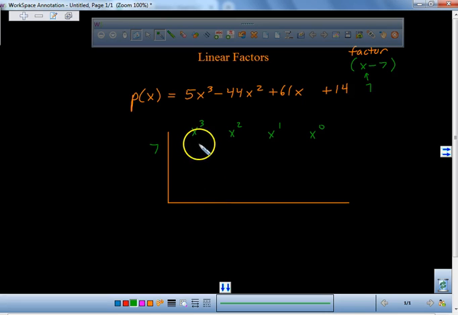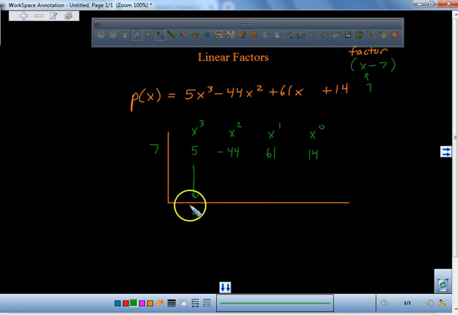Now how many x cubes do we have, everybody? 5. So put 5. How many x squareds do we have? Negative 44. And we have 61 x's. And we have 14x to the 0. That's your constant that's sitting at the end. Now when you're doing synthetic division, what's the very first thing we always do? We always drop down this first number. So we drop down the 5.